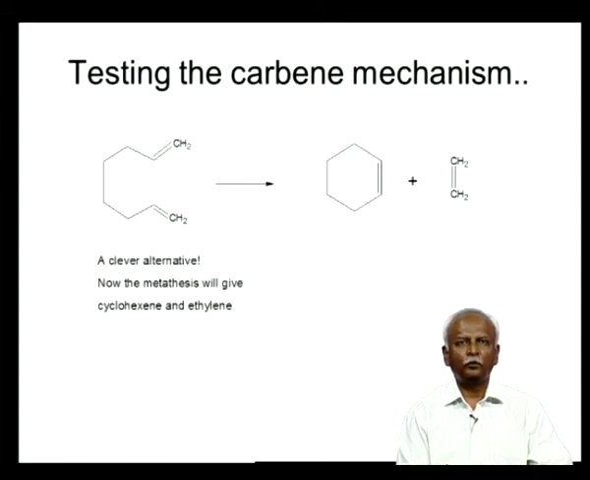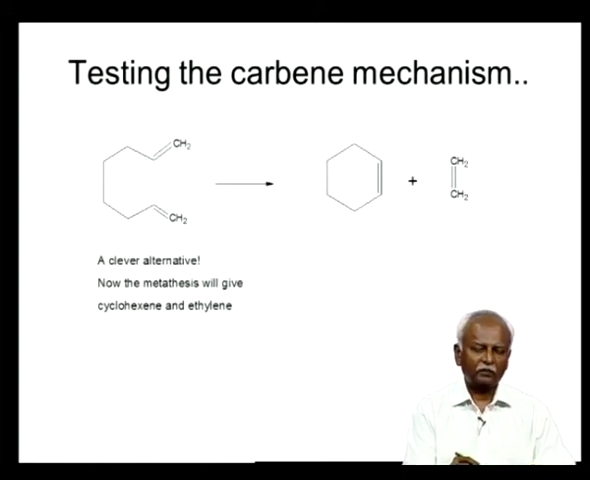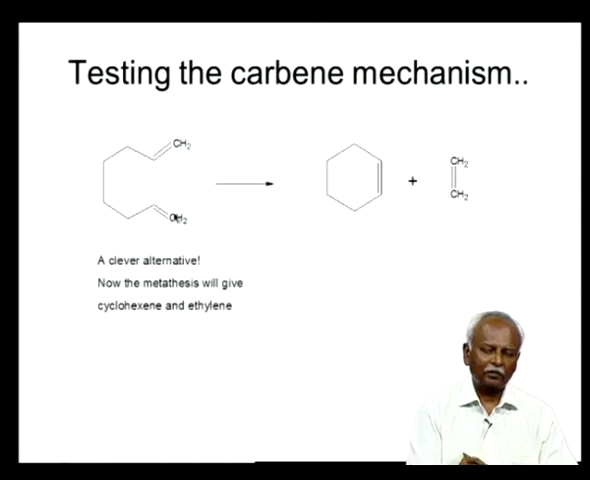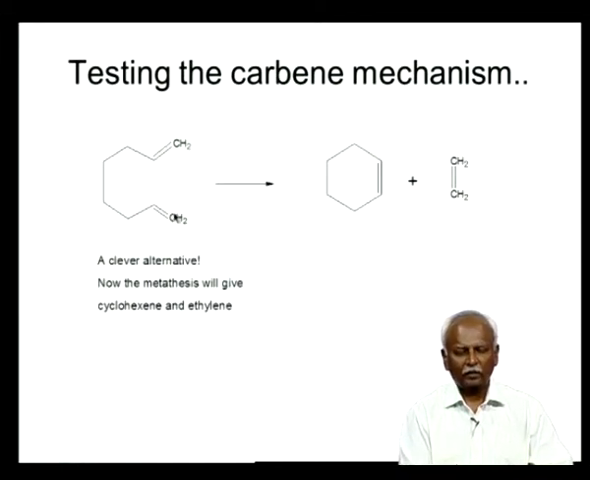this involved the use of a 1,7-octadiene. This particular compound has got 8 carbons. So, it is an octadiene, a 1,7-octadiene that was used, and if you carry out metathesis under the reaction conditions, one ends up with forming cyclohexene exclusively and ethylene.